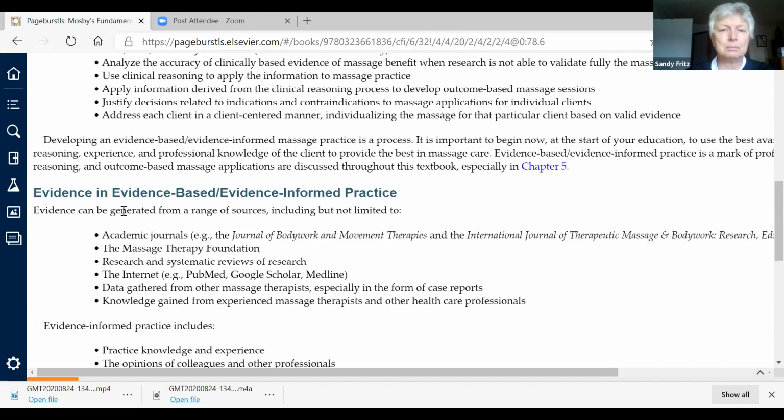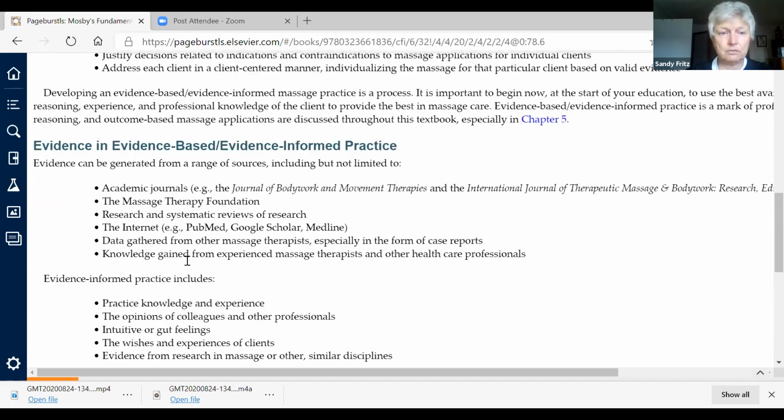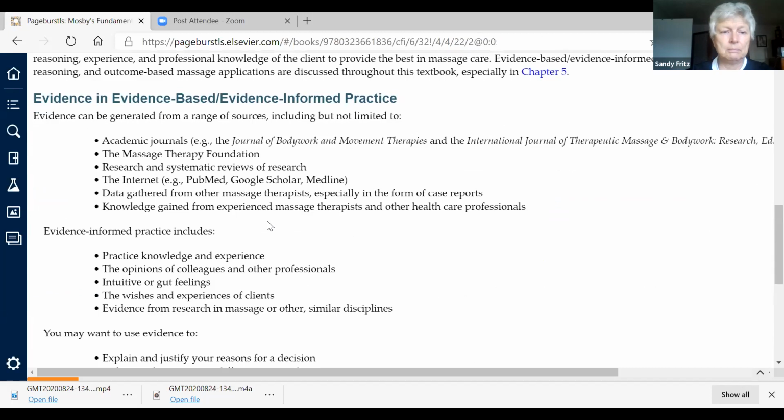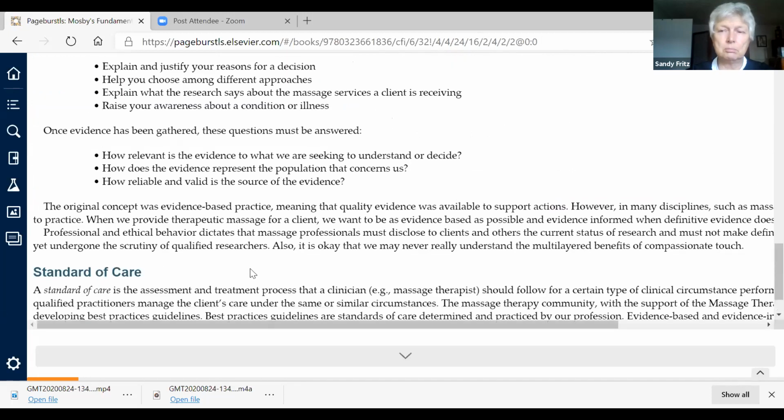So you'll want to investigate, in particular, the Massage Therapy Foundation. You're going to want to learn how to use search programs like PubMed and resource websites like Medline Plus, and know what the accurate information is and not get caught up in false information. And you're going to want to become research literate.